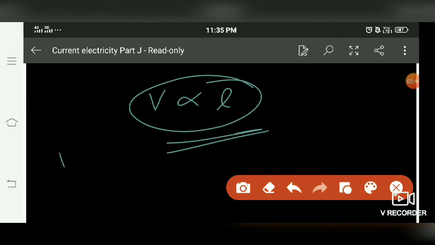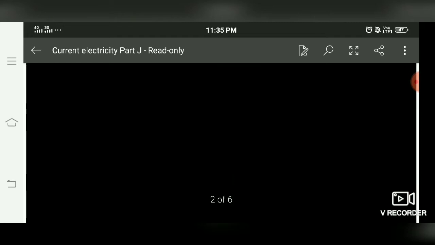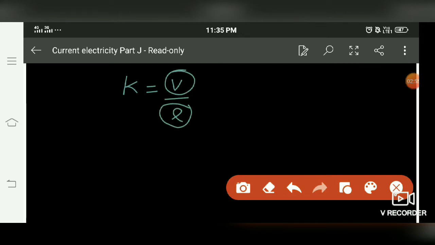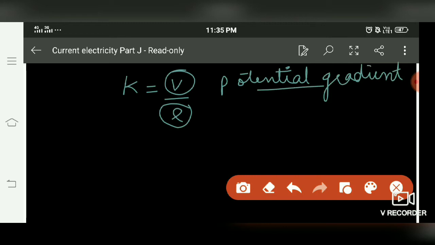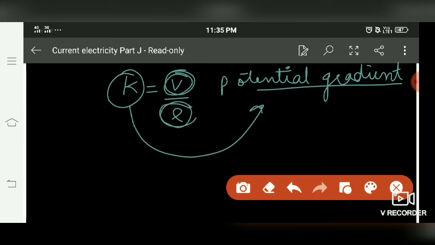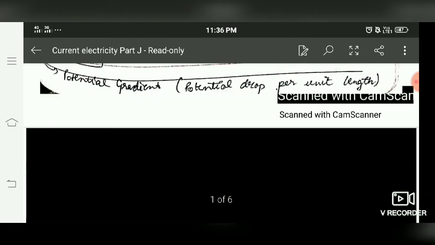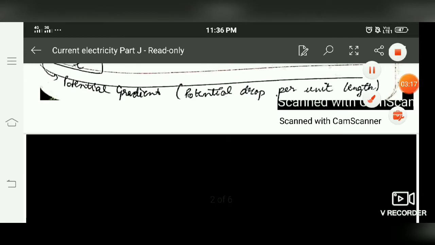So if we remove the proportionality sign, we get V equals K L, where K equals V by L. A change in something with respect to length is called a gradient. So this is the potential gradient. Or we can say that K is the potential gradient, so the potential is varying with the length. K is the potential gradient, that is, potential drop per unit length.